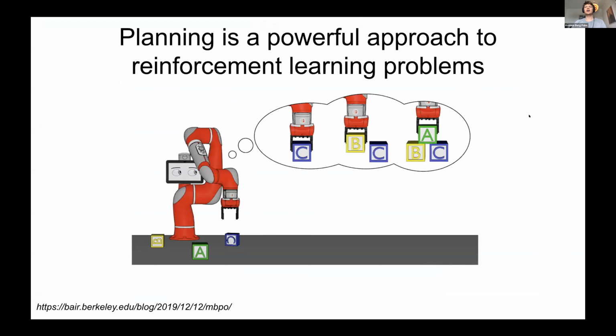Okay, so what's the motivation? Well, the motivation is that planning is a very powerful approach to reinforcement learning problems. So here we have a small industrial robot that needs to put these blocks in a certain order. And it can do that by thinking about the steps it's going to take in order to achieve that.